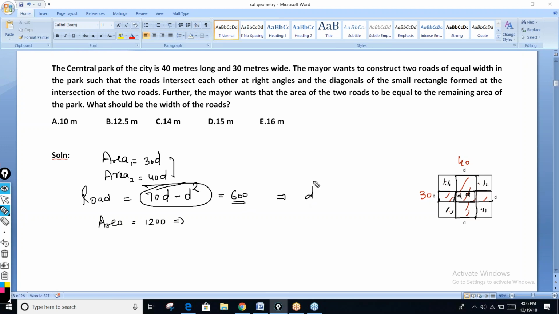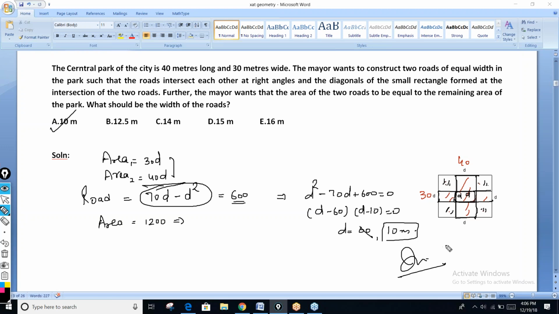So what do we get from here? We get d square minus 70d plus 600 equal to 0, and from here we get two values of d, that is d minus 60 and d minus 10. Obviously d cannot be 60, so d has to be 10 meter. That is the answer. The question is, what is the width of the road? Width of the road is 10 meter. Simple. So put it equal to half of the area, which is 600. Come to the next one.